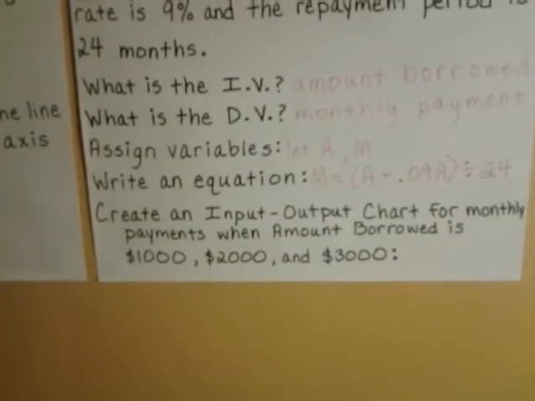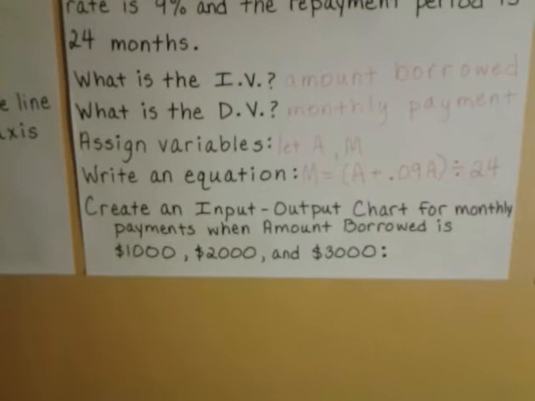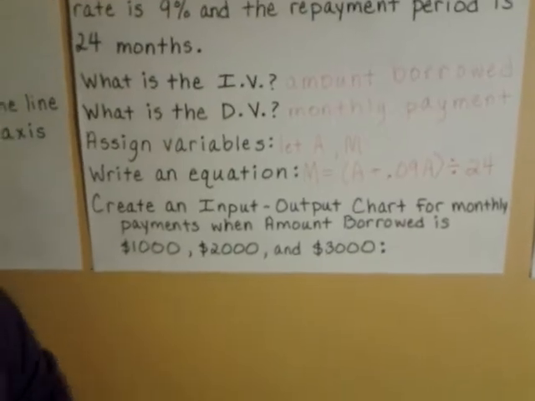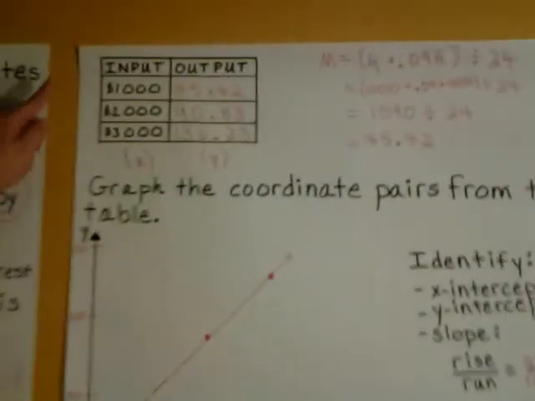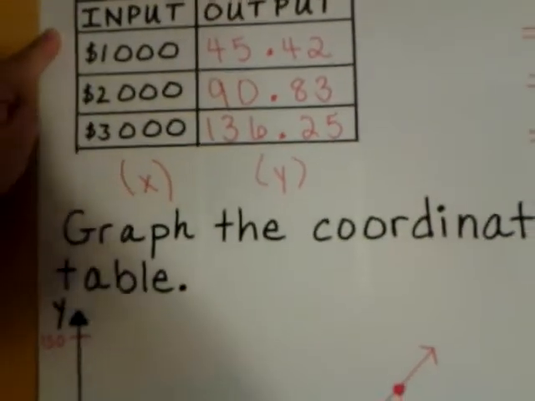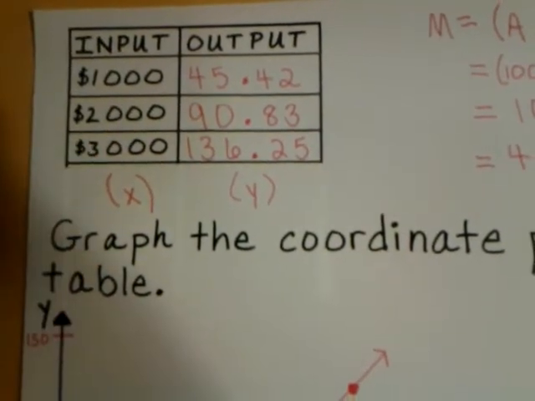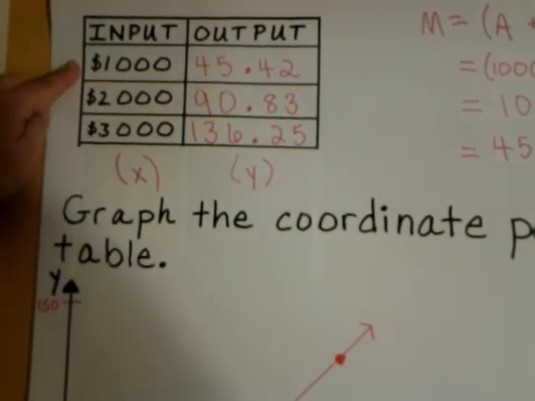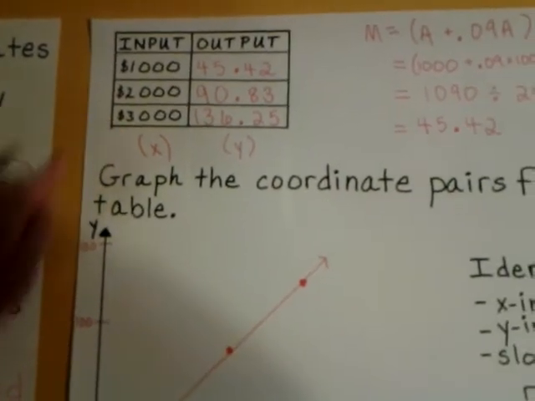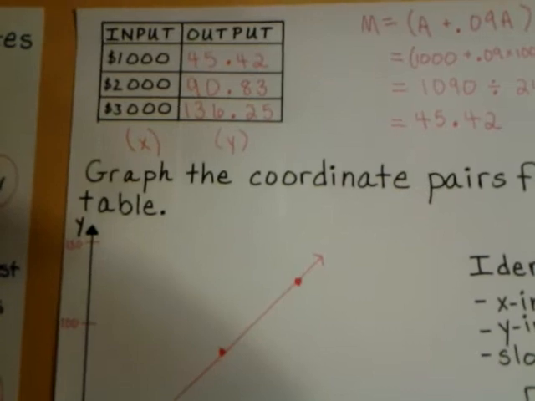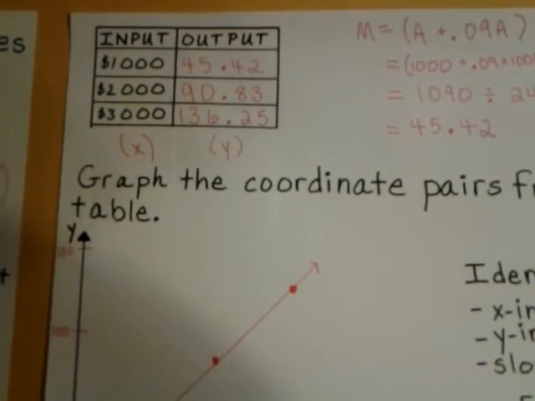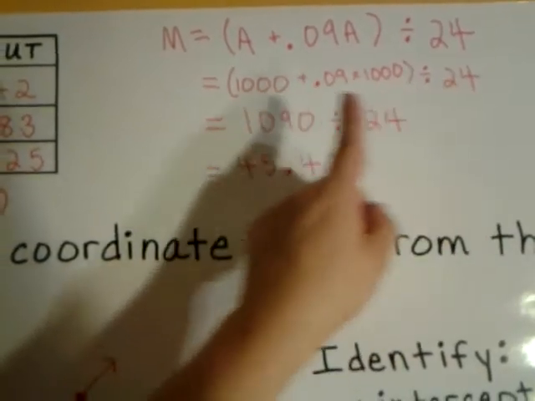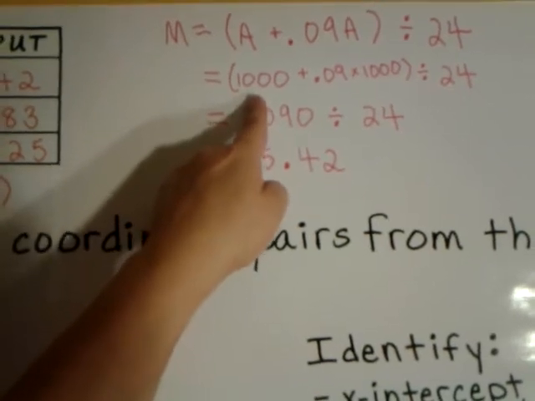The next thing we might want to do is create an input-output chart for monthly payments when the amount borrowed is $1,000, $2,000, and $3,000. Here's an example of that input-output chart. Notice that input is the amount being borrowed, or the independent variable, and is x. We've listed $1,000, $2,000, and $3,000. The output is what we calculate the monthly payment to be. We've calculated by rewriting the formula for monthly payment and then plugging in that amount where we see A.